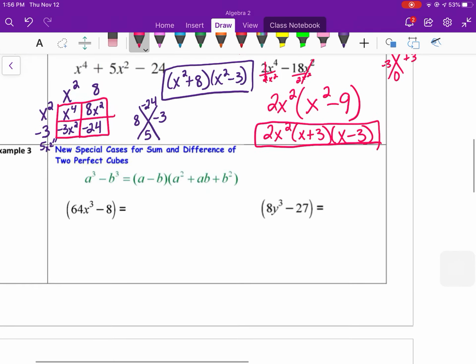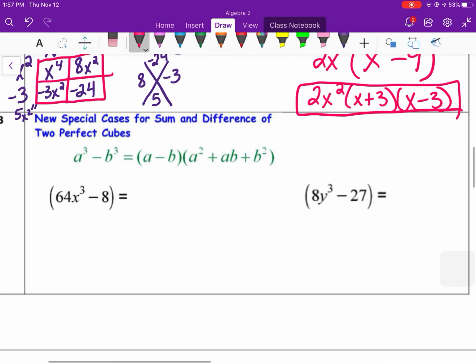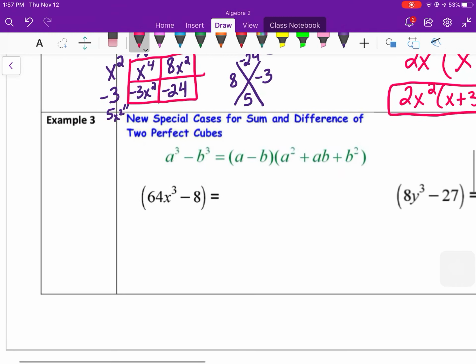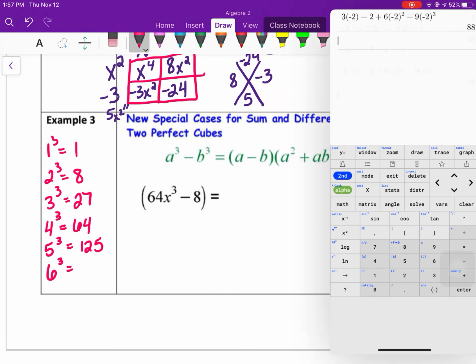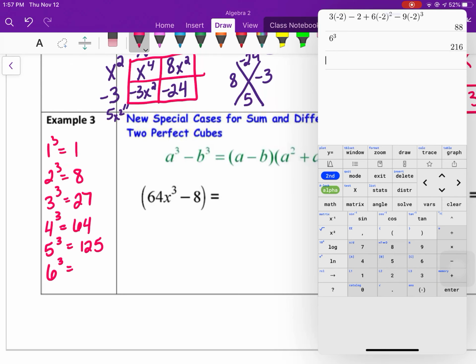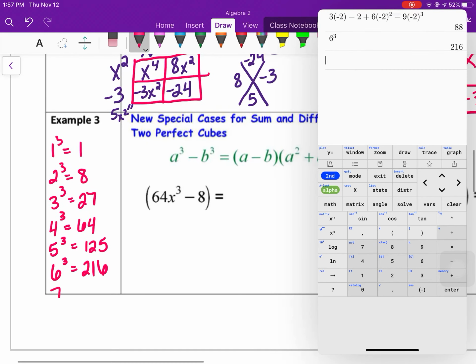This is new. So we're going to use this formula. So this is the difference of perfect cubes. So first, perfect cubes are like 1 cubed is 1, 2 cubed is 8, 3 cubed is 27, 4 cubed would be 16 times 4, which is 64, 5 cubed is 125, 6 cubed I think is 216, but I better check that. 6 cubed is 216.